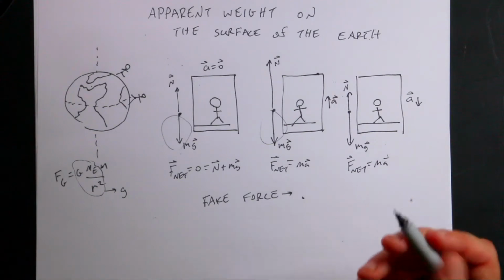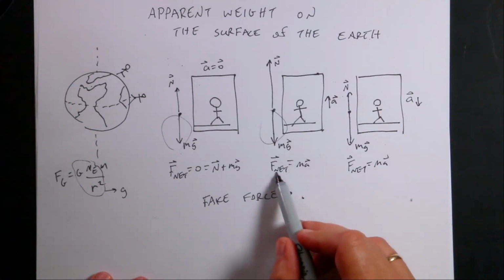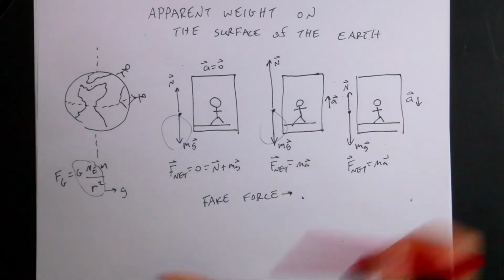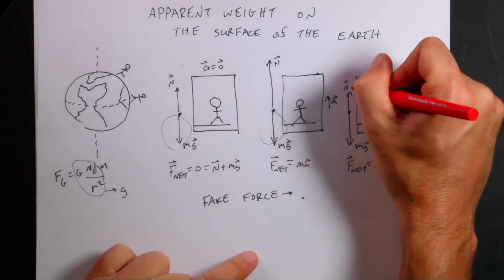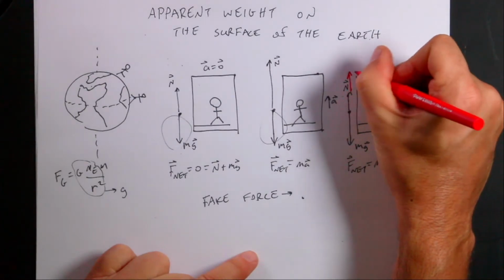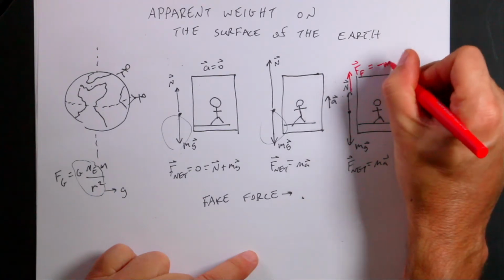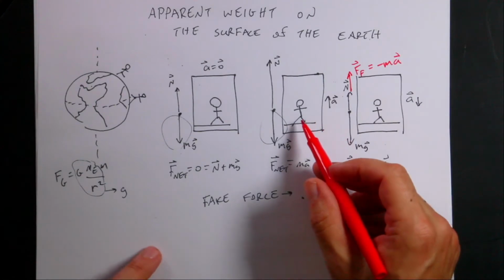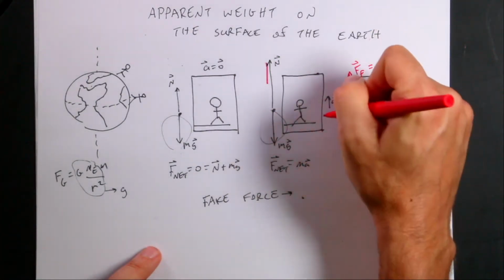Okay. So in order to do that, what I'm going to do is just move this ma term to the other side. And that means that I'm going to get a fake force. In this case, acceleration is down, so I'd have a fake force pushing up, F fake. F fake equals negative ma of the elevator. In this case, I have a fake force pushing down because it's accelerating up.